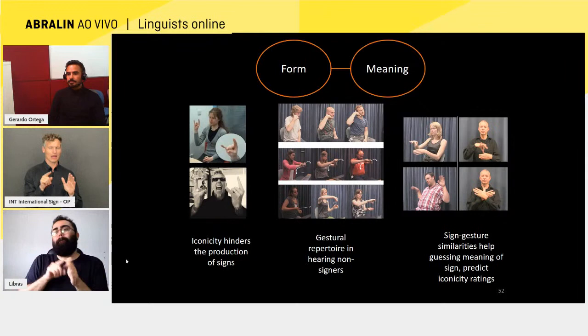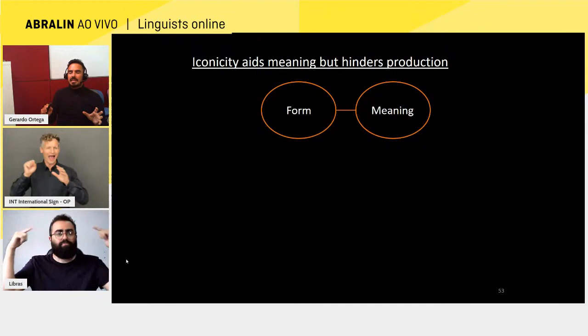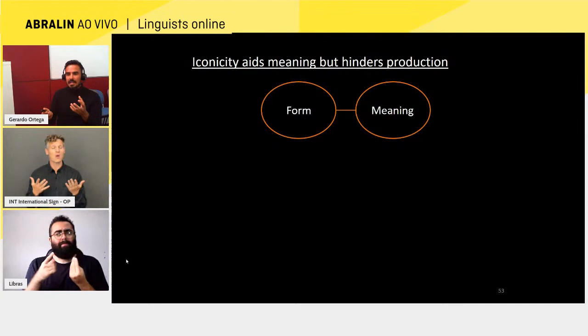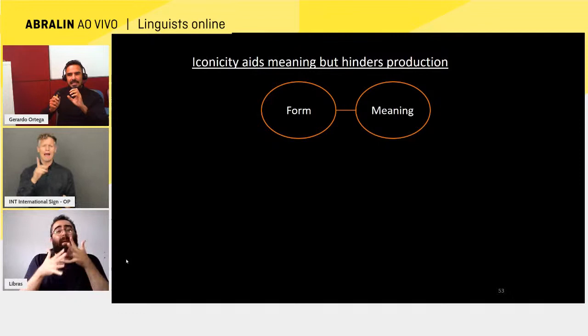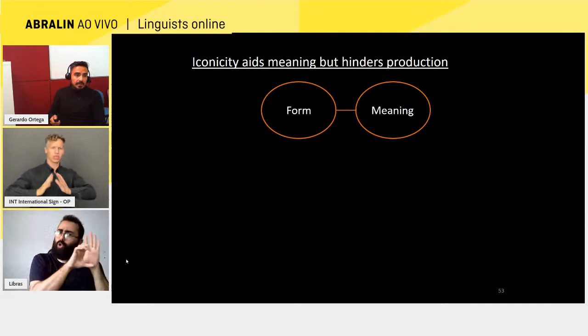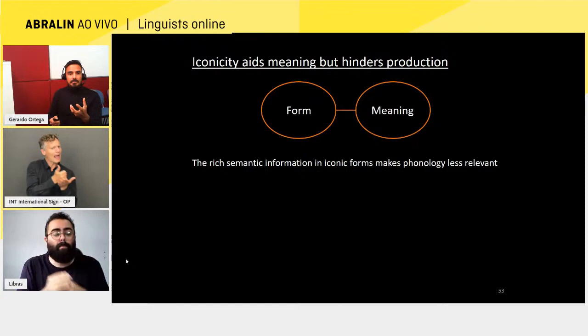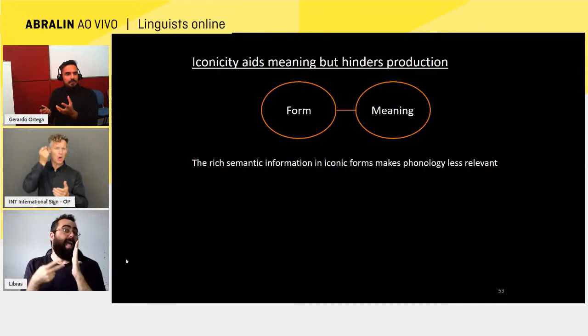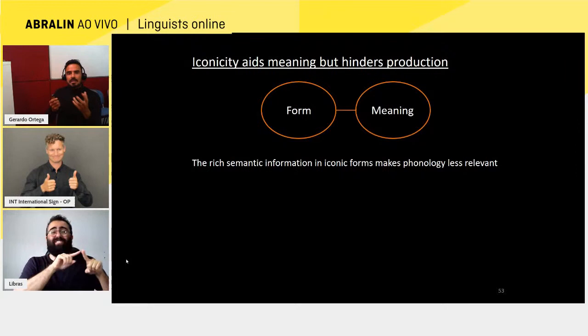So teasing apart all these different findings, when we think about second language learning or language learning in general, one of the key findings, and I think that we really need to delve into this a little bit more in language sciences, is that iconicity hinders production. We're at the point where we really have to tease apart whether and how iconicity helps. And one of the things that is really prevalent, at least in our studies, is that the meaning does help. Iconicity does help in meaning, but it doesn't necessarily help in the phonological aspect, because iconic signs in the broader domain have rich iconic, semantic content, so phonology becomes less relevant.